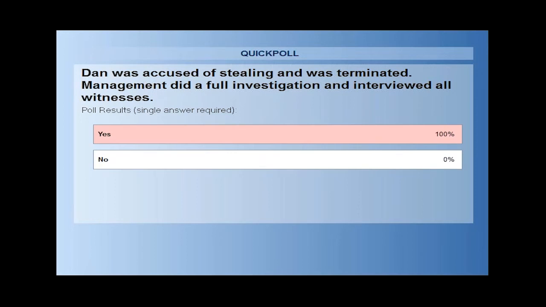Oh, 100% right, you guys. Perfect. Yes, they had just cause. They interviewed all the witnesses. They reviewed the security tapes. They audited the cash register records. They had the proof and the evidence they needed to meet the test of just cause.